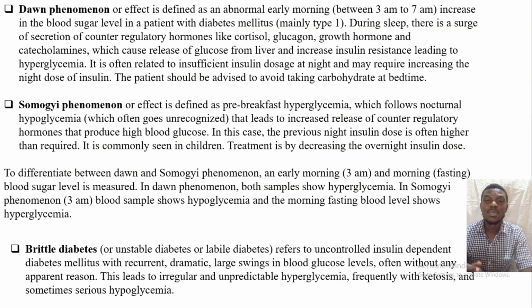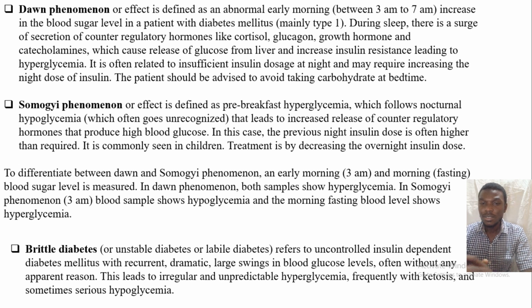So let's move on to a few phenomena, or a few effects, that we may see in patients with diabetes. The first one is the dawn phenomenon or effect. This is defined as an abnormal early morning increase in blood sugar levels, between 3 a.m. and 7 a.m., in a patient with diabetes mellitus.